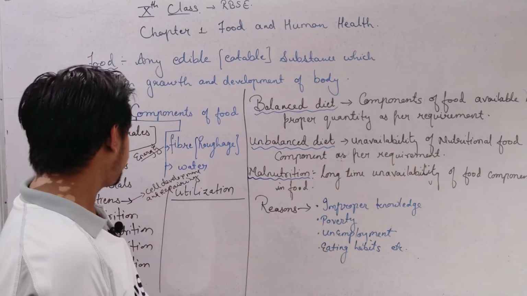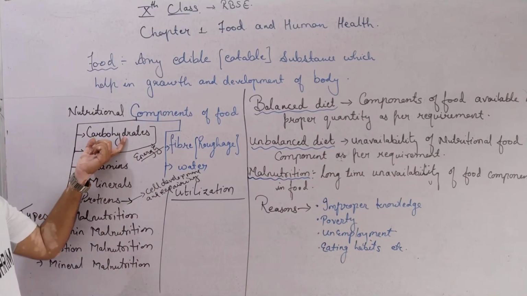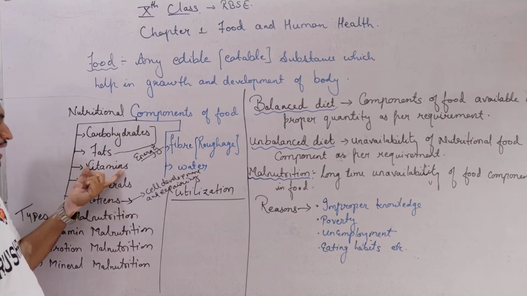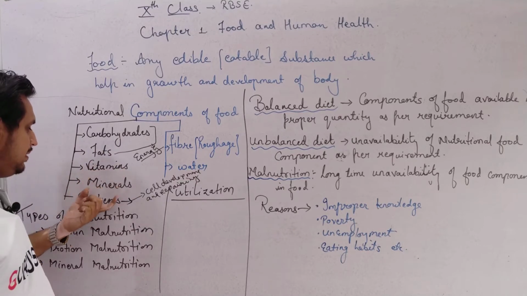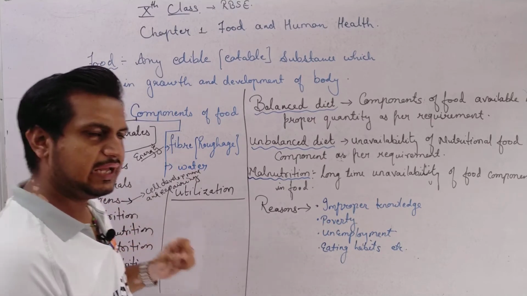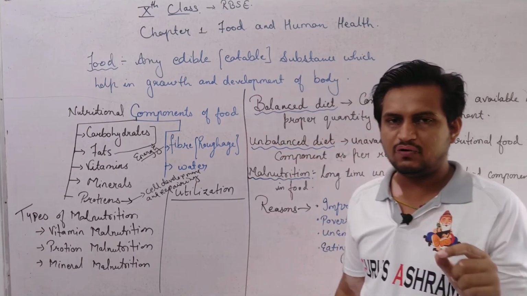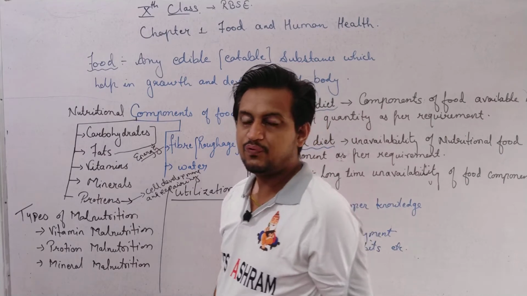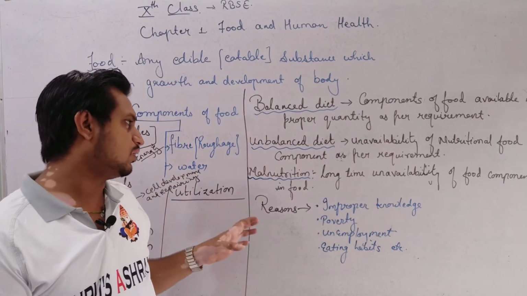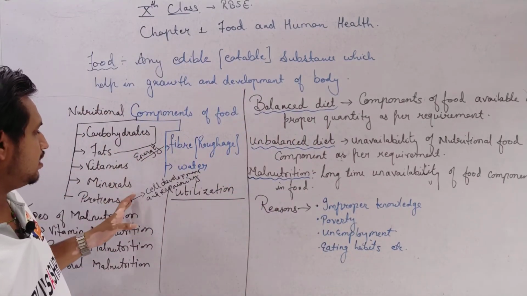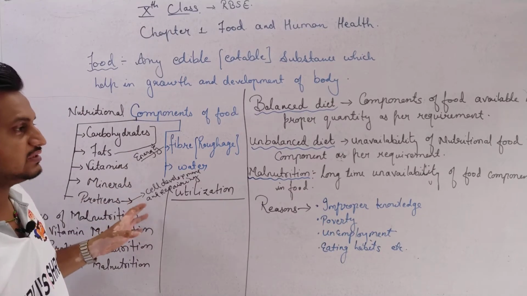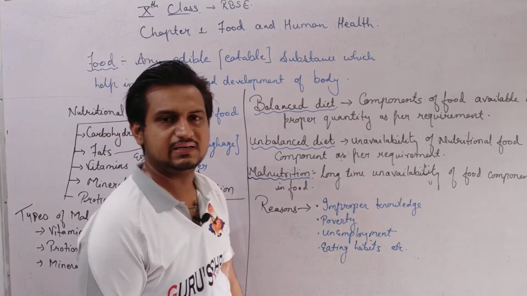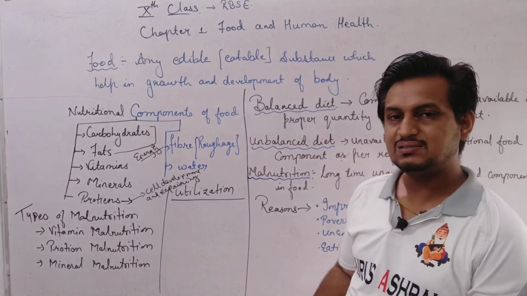It may be less quantity of carbohydrates for the body, maybe carbohydrates and vitamins, maybe minerals, proteins and fats. Any of the components, maybe one, maybe two, maybe three, maybe four. Any quantity can be; if it is unavailable in the diet, it means he is taking an unbalanced diet.